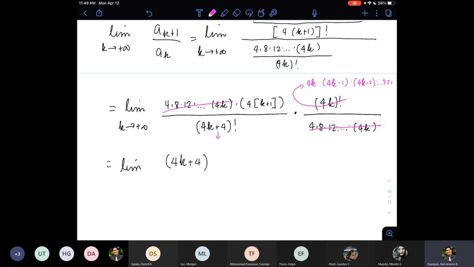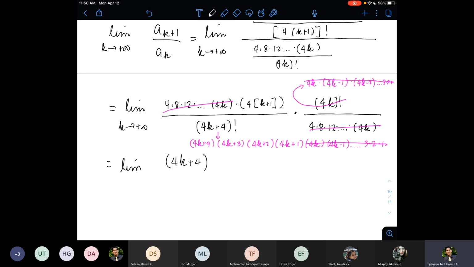Meanwhile, this guy is 4k plus 4 times 4k plus 3 times 4k plus 2 all the way down to... maybe I should show you what happens here. So I'll have 4k plus 1 times 4k times 4k minus 1 all the way down to 3 times 2 times 1. All right. Then let's see what cancels. Here I'll have from 4k down to 1 will be canceled.